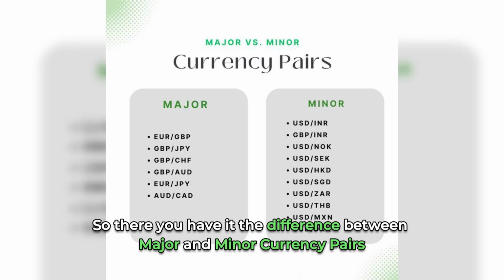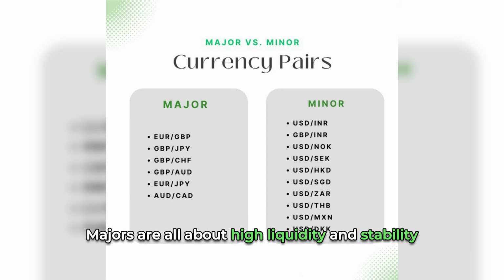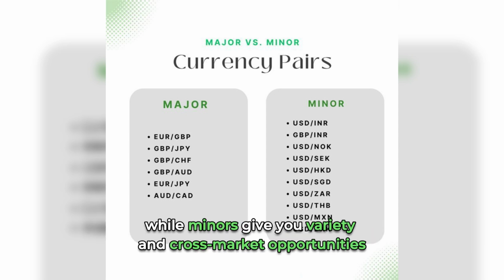So there you have it, the difference between major and minor currency pairs. Majors are all about high liquidity and stability, while minors give you variety and cross-market opportunities.